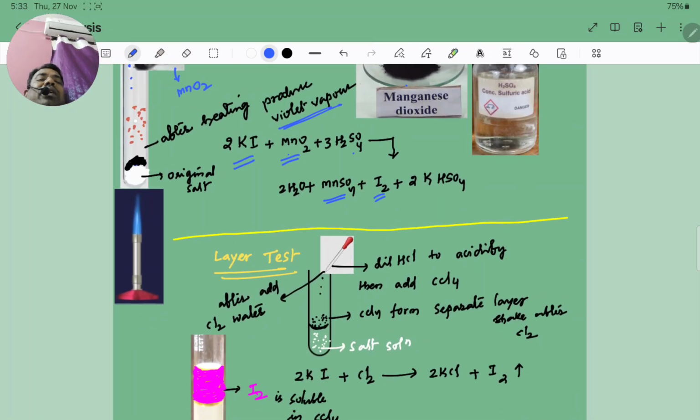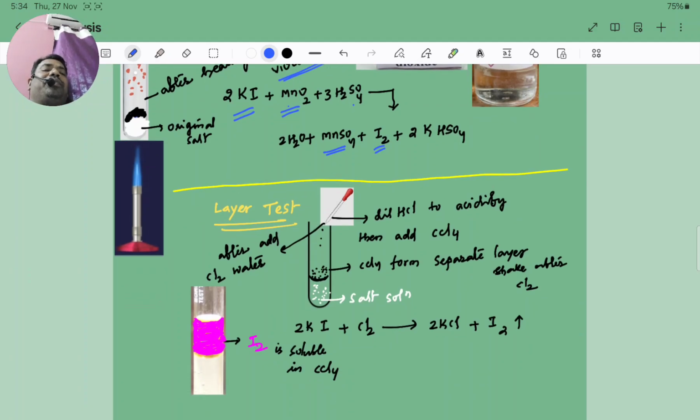Now look at, student, then we will move to the layer test. Similar to the layer test for bromide ion we discussed, here is the layer test for what? Iodide ion, right. Now look at, student, take the salt solution, or you can take sodium carbonate extract. Add dilute HCl to acidify. Then add carbon tetrachloride, or you can add cyclohexane. Just heat the contents, student, shake well, then add chlorine water, right.